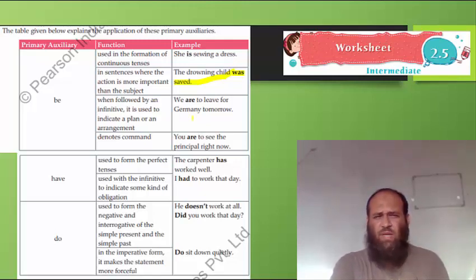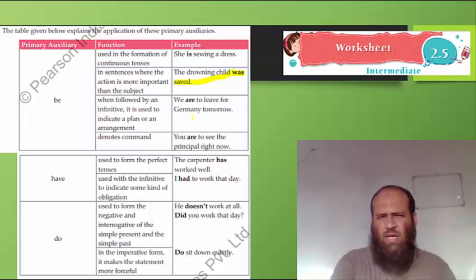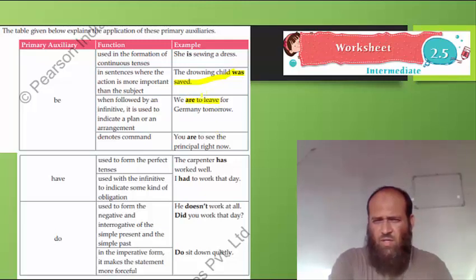Now, when we have certain plans, the auxiliary verb is followed by an infinitive, and it means that we have some plans. We are to leave for Germany tomorrow. This is a plan. Sometimes a plan may fail. That is why we have not used "I am going to leave for Germany tomorrow" or "We will leave for Germany tomorrow." So in this format, the plan may or may not fail. We are to leave. So here "to leave" is our infinitive form and are is used as an auxiliary.